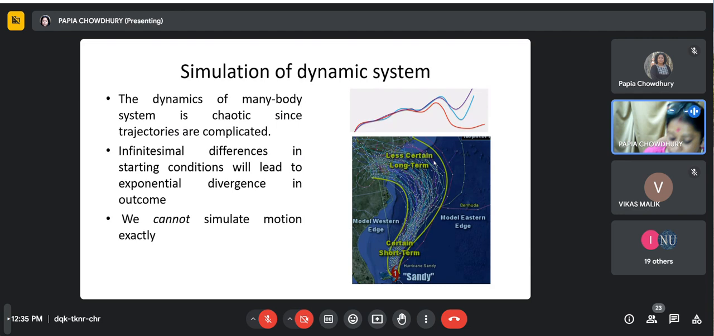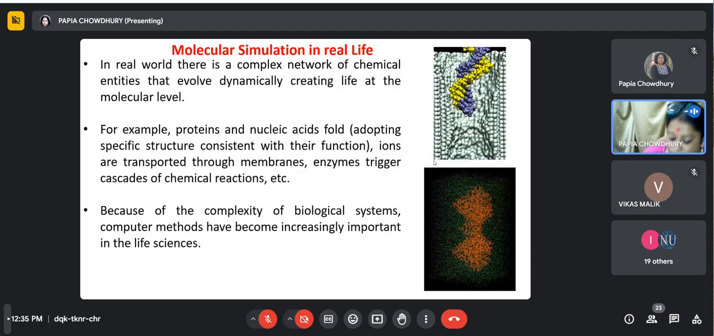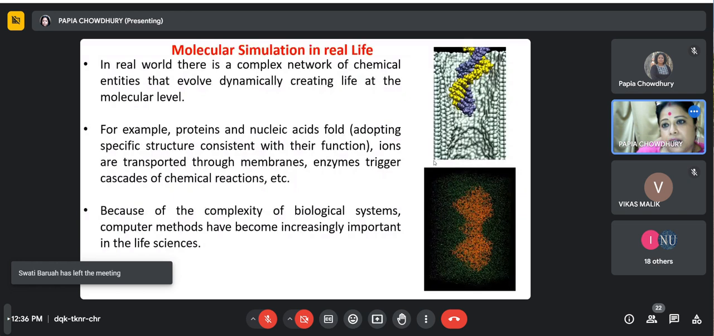Now, in real life, our living cells behave like this dynamic system, and they are very complex in nature.